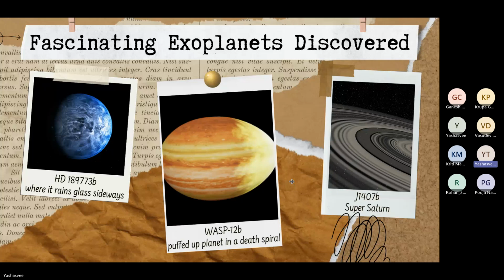Next, we have J1407b. This planet is fascinating because it has a beautiful ring system and a very massive one, which earns it the name of Super Saturn.